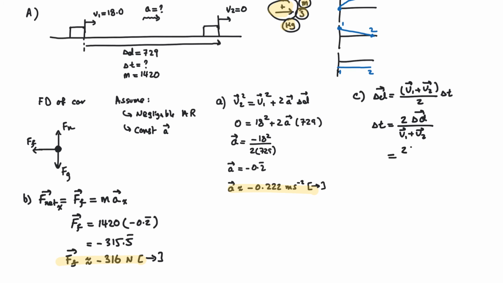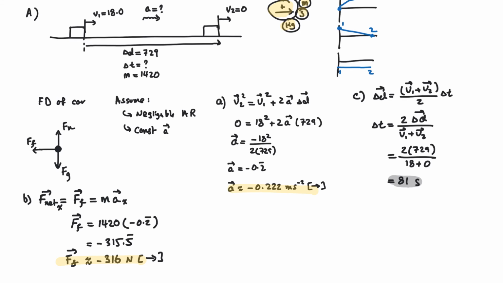and that's 2 times 729. Again, right is positive, so that's also positive, this is also positive, and this is 0. So we get divided by velocity 1, which is 18, plus 0. And when we do this, we end up getting that the change in time is 81 seconds. And I'm going to highlight this.